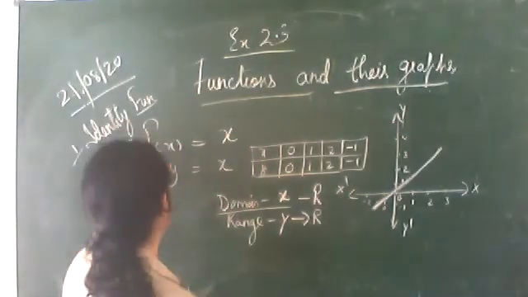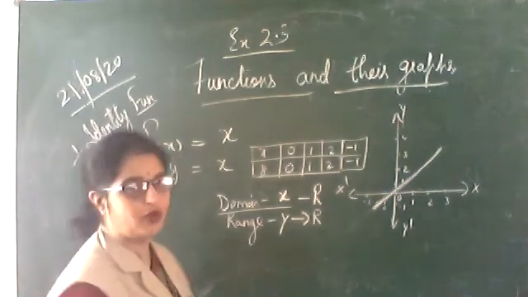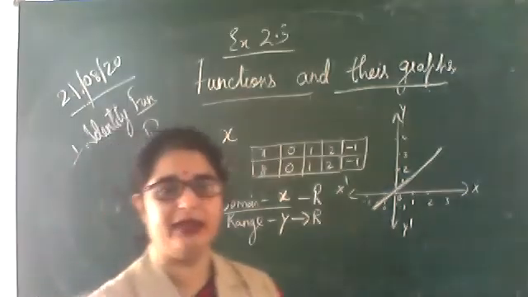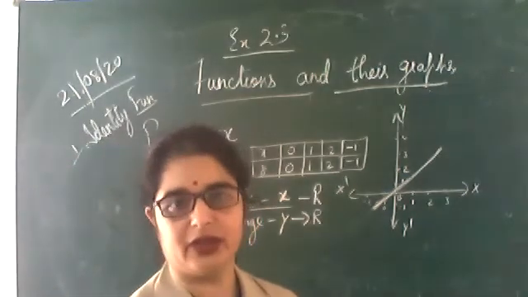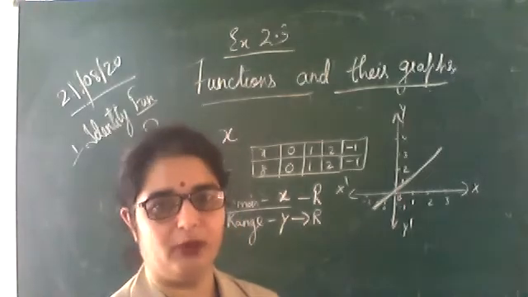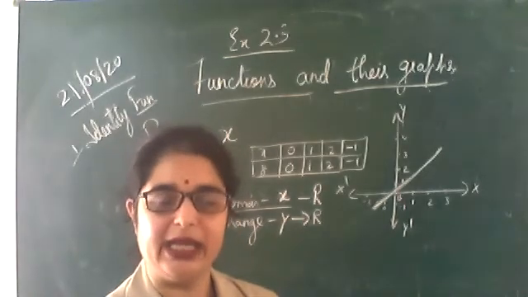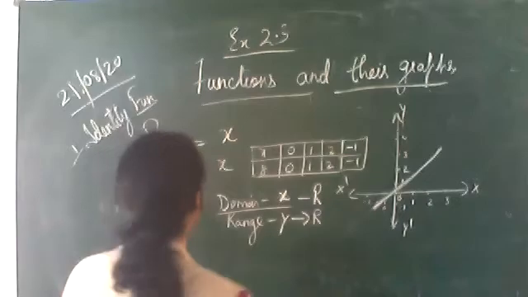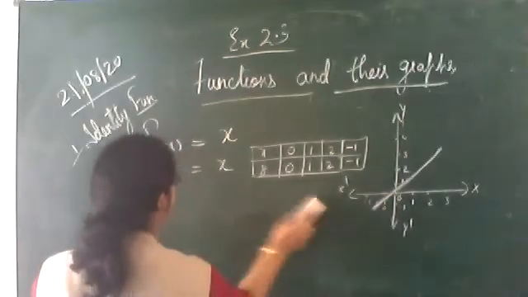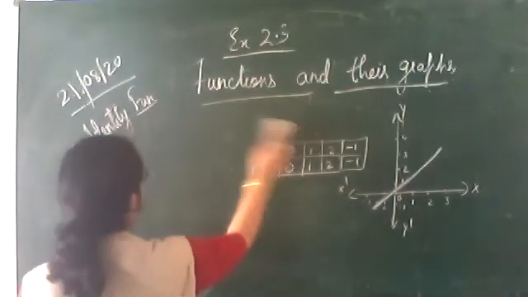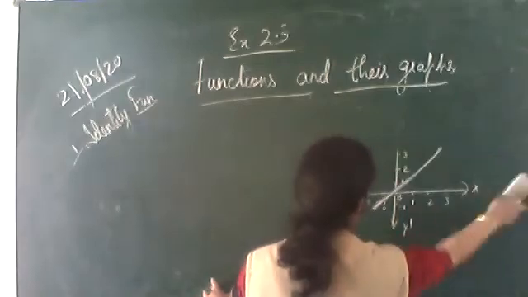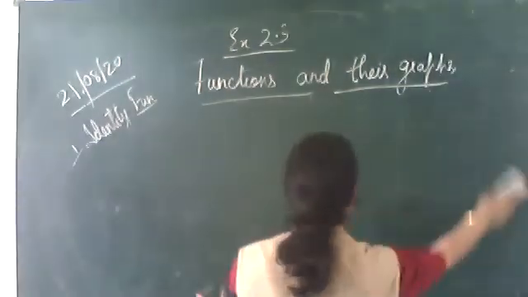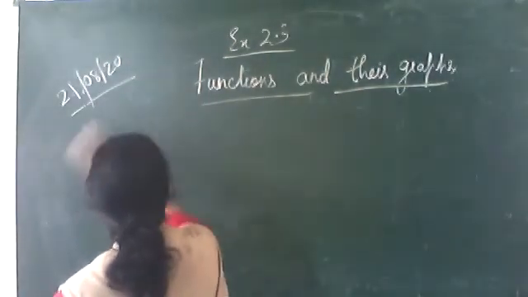Yes, identity, because in the questions of this exercise, the main thing is finding the domain and range of the functions. So you should know what domain is. Domain is basically the values of x, and range is basically the values of y. So the identity function will have the domain as real numbers and the range also as real numbers. Now come to the second function.